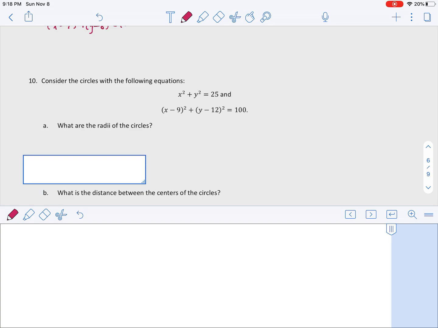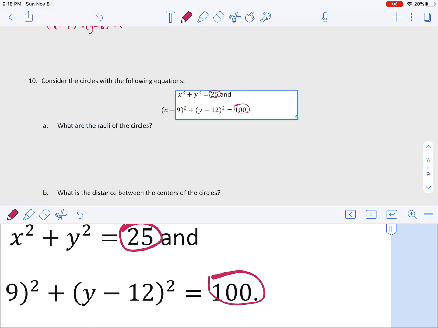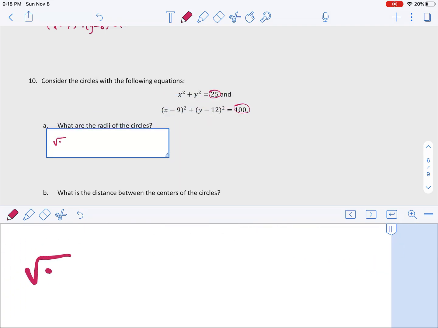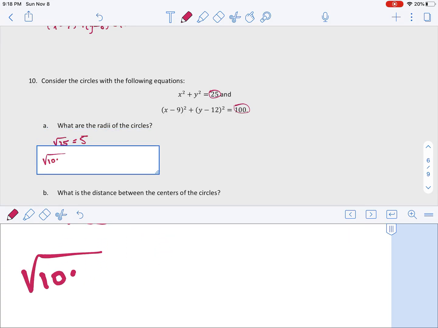All right, number 10, we have 2 equations of circles given now. x squared plus y squared equals 25. And x minus 9 squared plus y minus 12 squared equals 100. The radii of each circle are just the square root of those numbers. The square root of 25 is 5, so the radius of the first circle is 5. The square root of 100 is 10, so the radius of the second circle is 10.